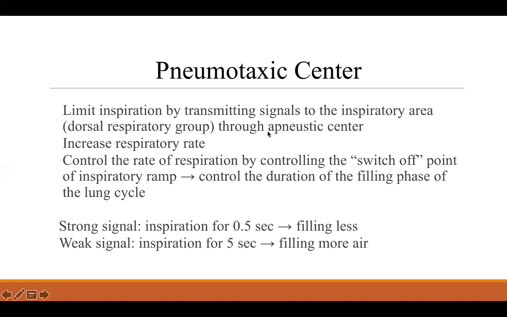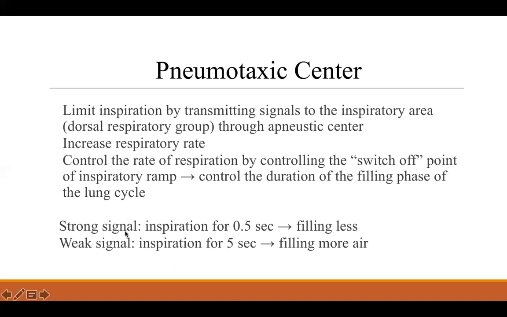And the apneustic center is the one that triggers the function of the dorsal respiratory group. So it increases the respiratory rate. So the more frequently the pneumotaxic center is activated, the more frequent the break is, so the breathing cycles are more per minute than in a resting situation. All right, so it controls the rate of respiration by controlling the switch-off point of the inspiratory ramp, controlling the duration of the filling phase of the lung cycle.